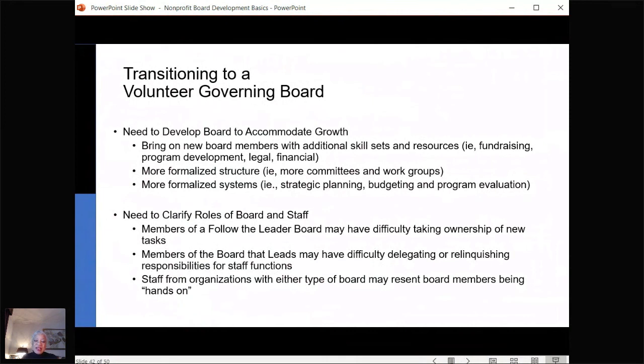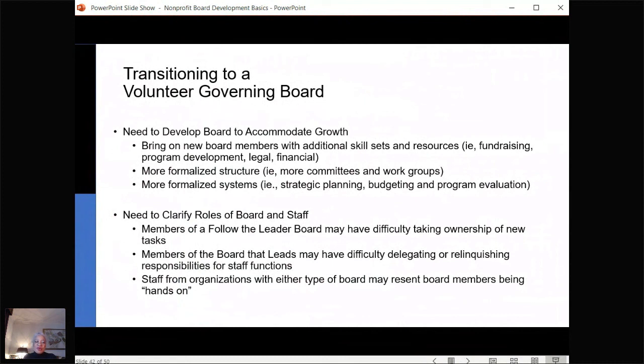So you need to develop a board to accommodate growth. So you want to bring on new board members with additional skill sets and resources, for example, fundraising, program development, legal and financial, and you want to have a more formalized structure. Again, you want to have committees, and you want to have clear responsibilities, and then you want to have more formalized systems such as strategic planning, budgeting, and program evaluation.